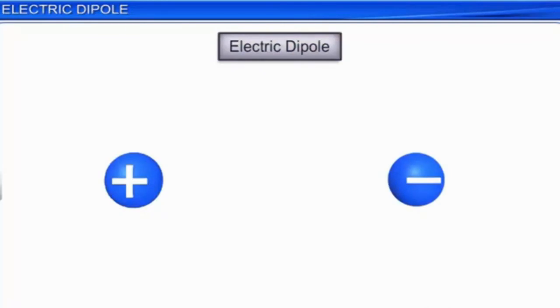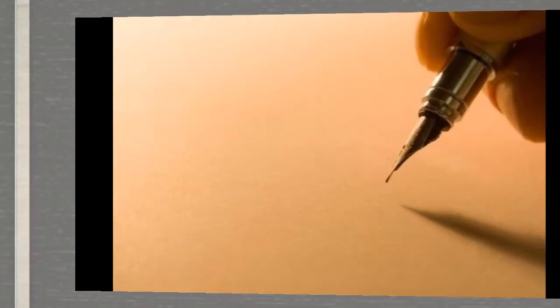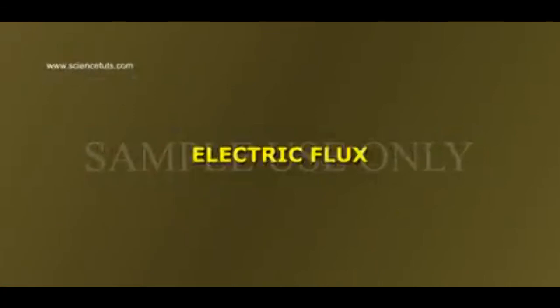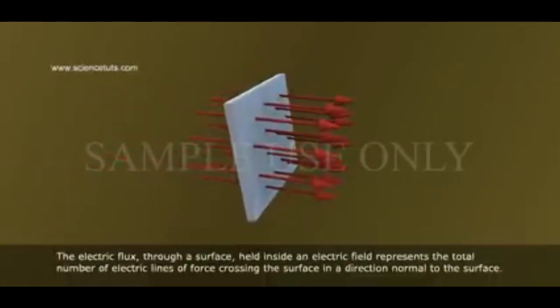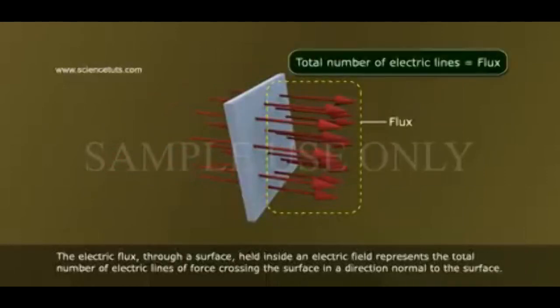Electric dipole comprises of a positive charge and a negative charge separated by a finite distance. Electric flux. The electric flux through a surface held inside an electric field represents the total number of electric lines of force crossing the surface in a direction normal to the surface.